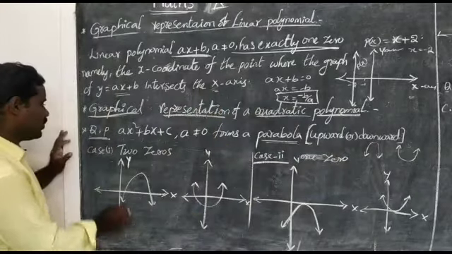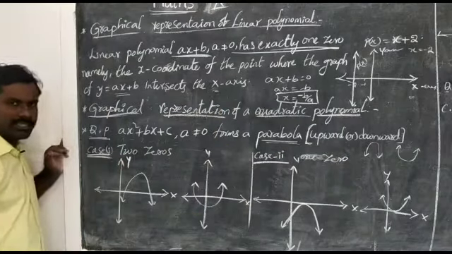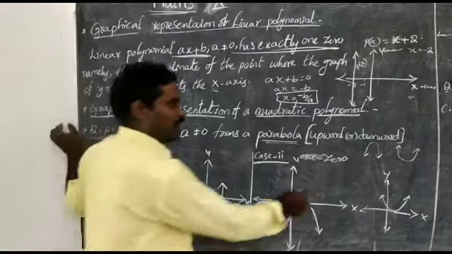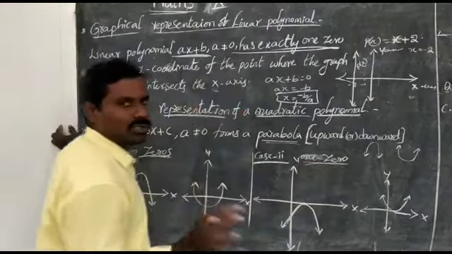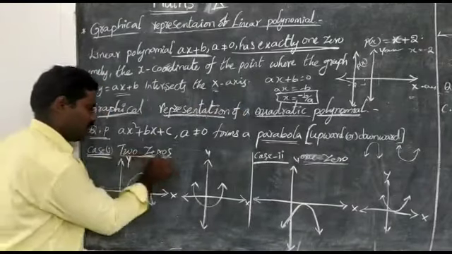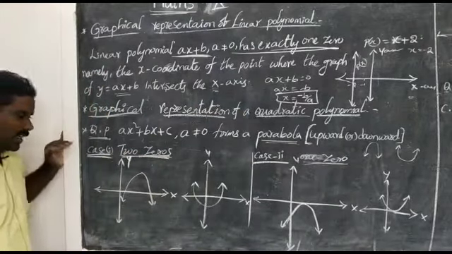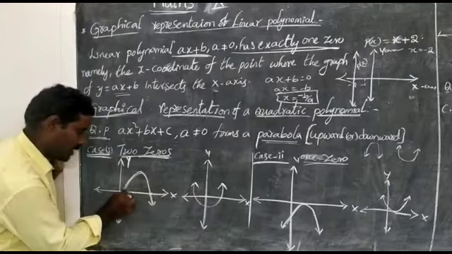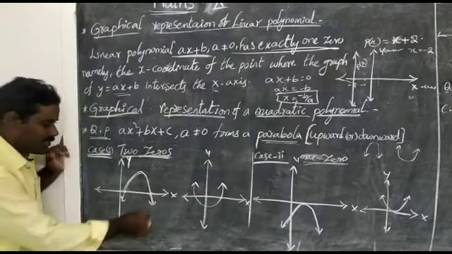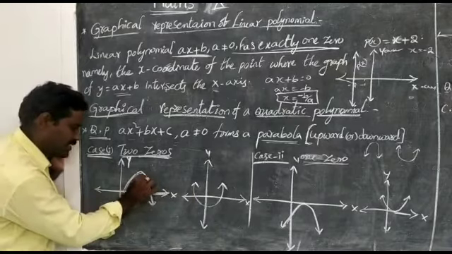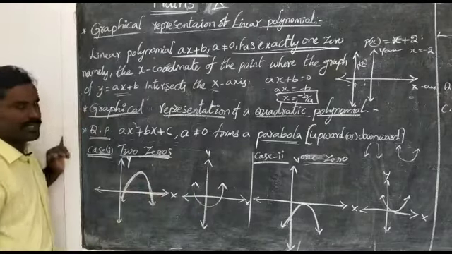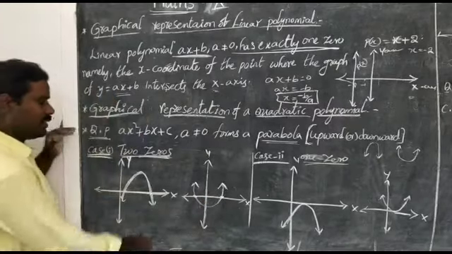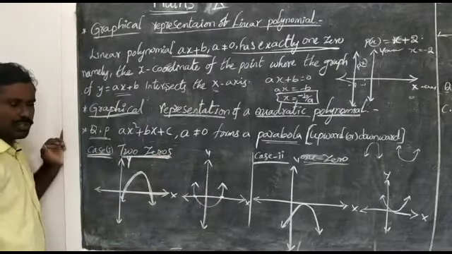In this case we have 3 cases. A quadratic polynomial has 2 zeros, or 1 zero, or no zero. If it has 2 zeros, the graph is like this. It intersects the x-axis at 2 points. See here, here also 2 points. Then in this case we have 2 zeros.